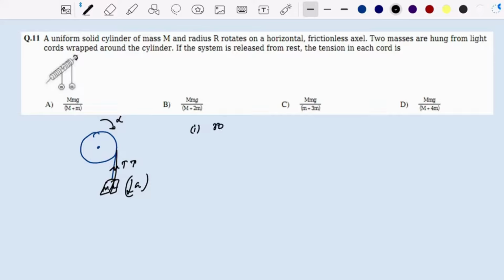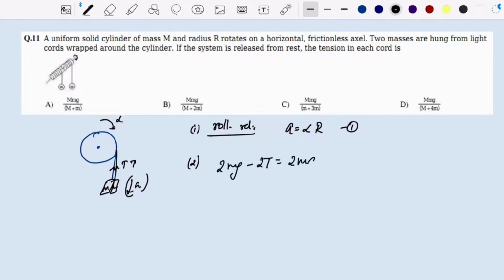We will directly get acceleration is equal to alpha into r. Yes, this is the first equation. The second equation I am going to write is for Newton's law for these bodies. I will write 2mg minus 2T is equal to 2m into a. This is my second equation.